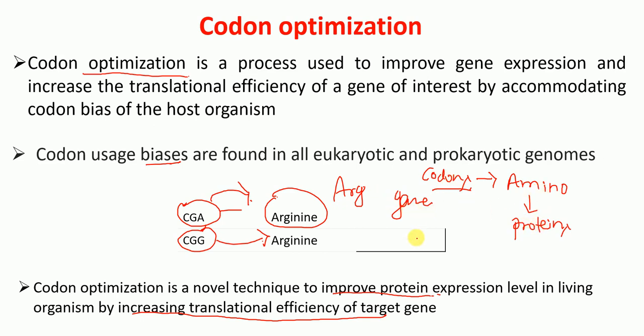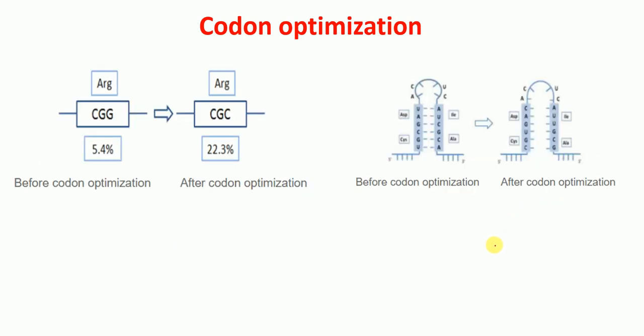So to improve the expression level of the proteins, when we have this codon, it could be that we have less protein, but when this codon is replaced by this codon, we might have more protein, about which I will also explain in detail in the later part of this video. So like I said, codon optimization is a technique to improve the protein expression level of a target gene. So what actually happens when we do codon optimization?